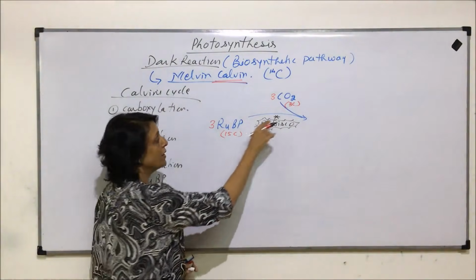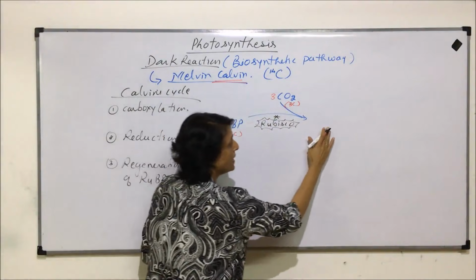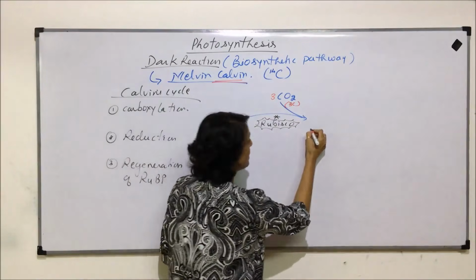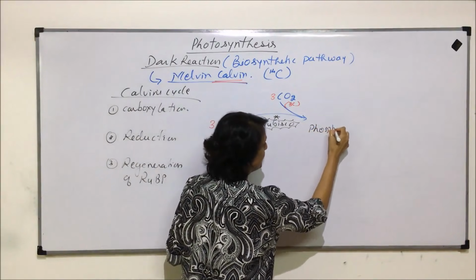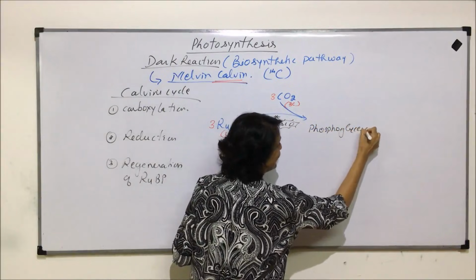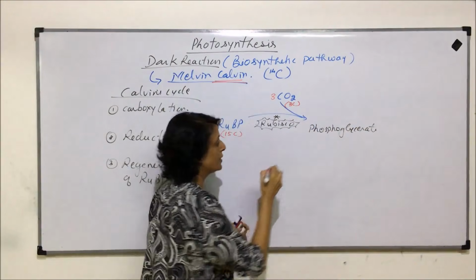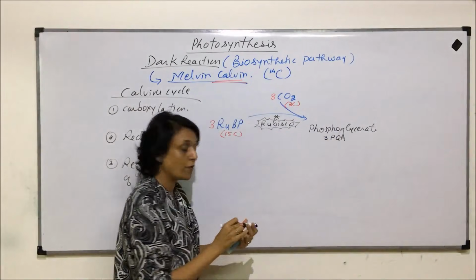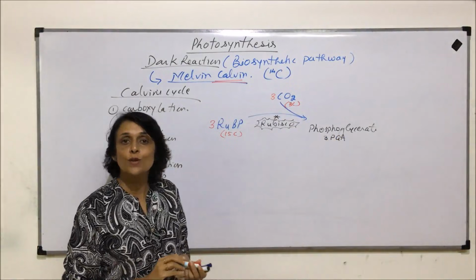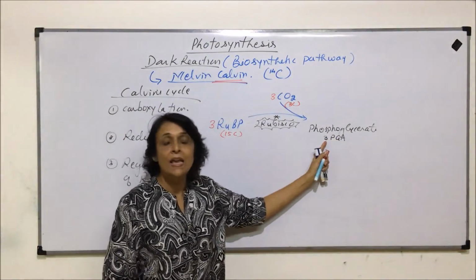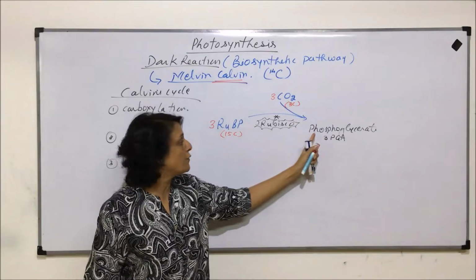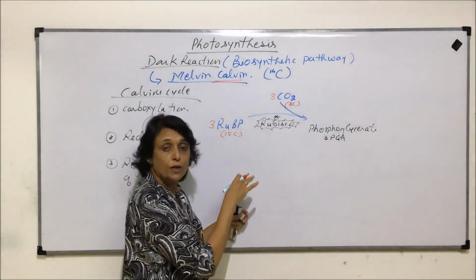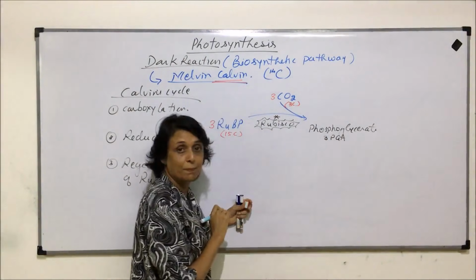15 carbons from here and 3 carbons from here. We know that the first stable compound which Calvin isolated was phosphoglycerate, which is also written as 3-PGA. PGA is the short form for phosphoglycerate or phosphoglyceric acid, and 3 is the number of the carbon on which this phosphate is attached. This phosphoglycerate is a 3 carbon compound.